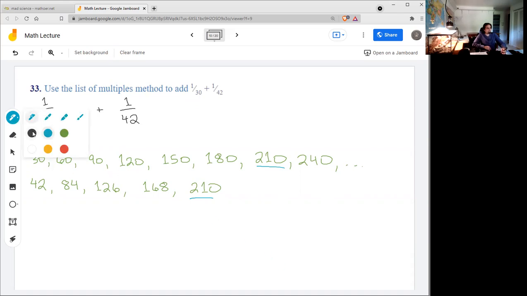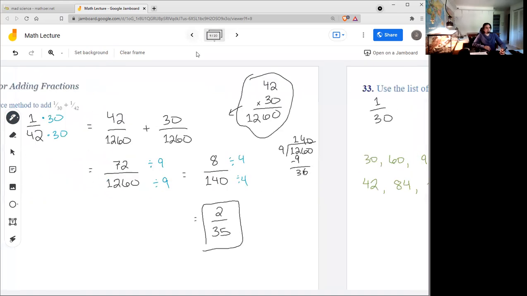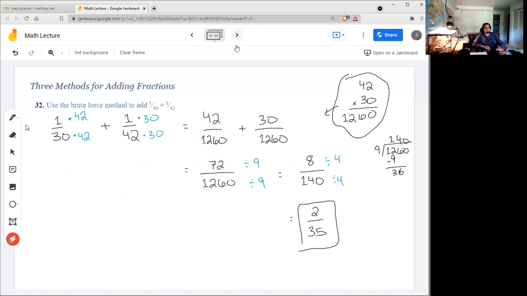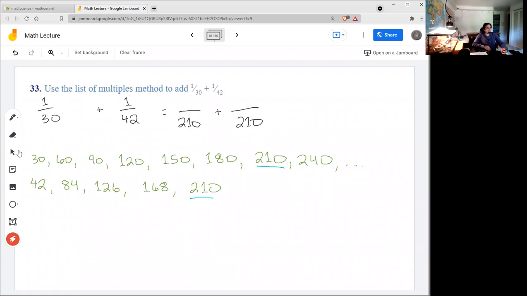So I know that my answer is going to have something over 210 and something over 210. That's nice. That's a lot more of a friendly number than 1,260. So what do I need to do? This is times 1, 2, 3, 4, 5, 6. That's a times 7. And this one times 1, 2, 3, 4, 5 is a times 5. So we'll wind up with a 7 here and a 5 here.